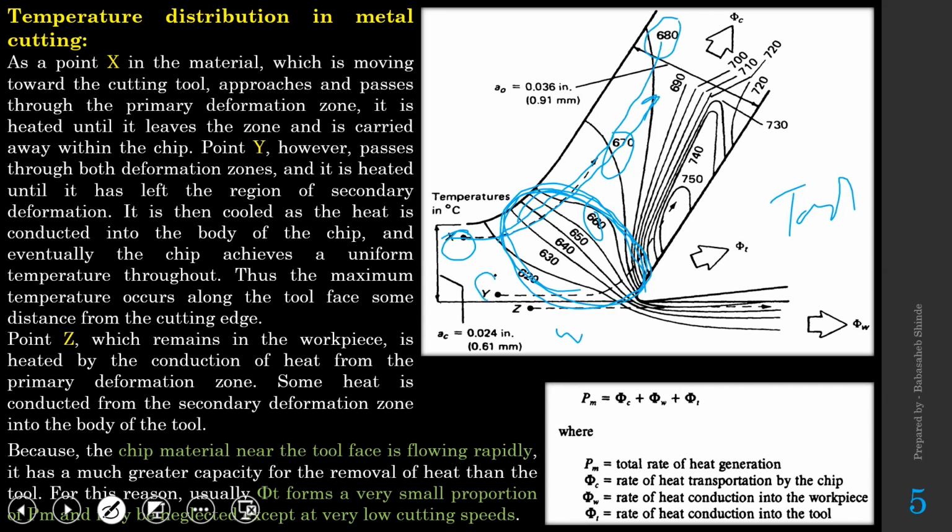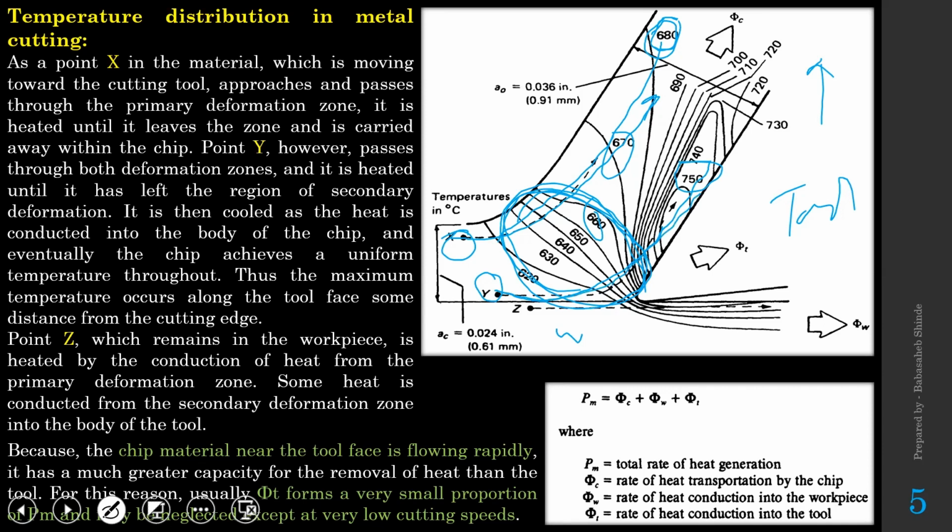Now, if you look at the point Y, it passes through the primary deformation zone. So its temperature is obviously going to reach this 680. Additionally, when it passes through the secondary deformation zone, its temperature increases further, and that increase might be up to 750 degrees Celsius. So Y passes through the primary deformation zone as well as the secondary deformation zone.